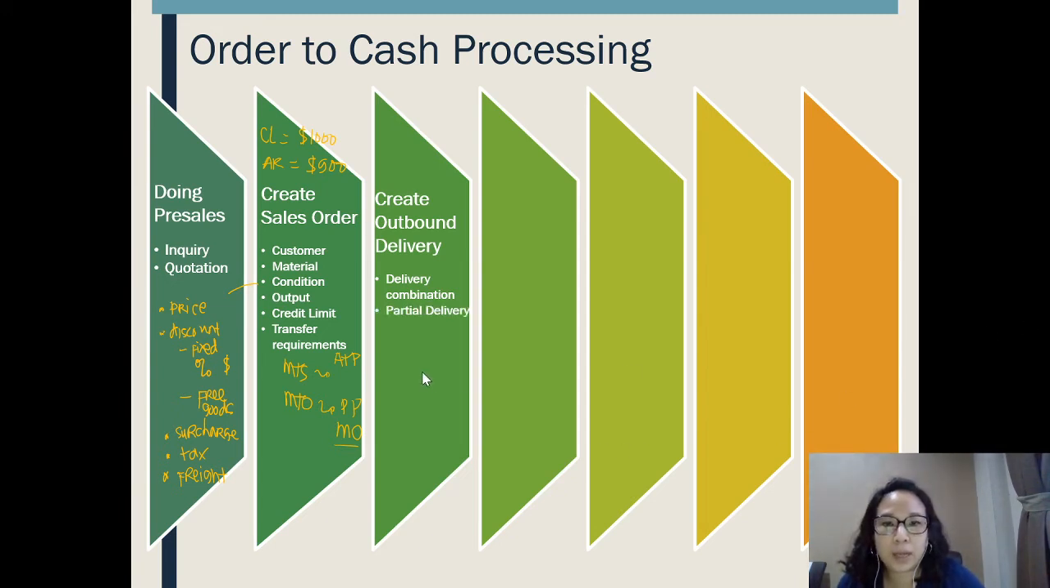Then we can have what we call partial delivery. It means that in one sales order, for example, the customer wants quantity 100 pieces, but we are only able to provide half of it, so we send 50 pieces first, and later on we send another 50 pieces. That's what we call partial delivery.